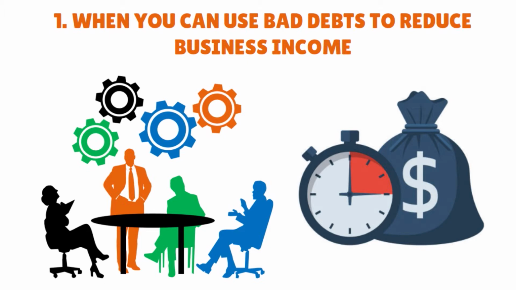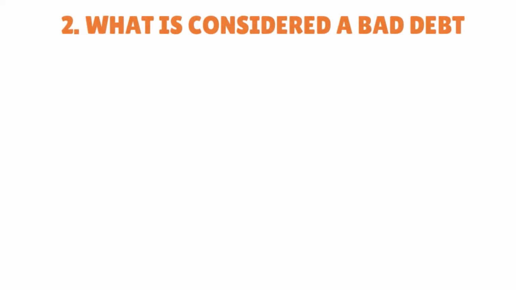But there is a way to make lemonade from this lemon of a customer. So if your business has already shown, let's say, the expected revenue from customer payment as income for tax purposes, and they later become bad debts, you may be able to reduce your business income by the bad debt amount. This is fantastic. And what is considered bad debt?